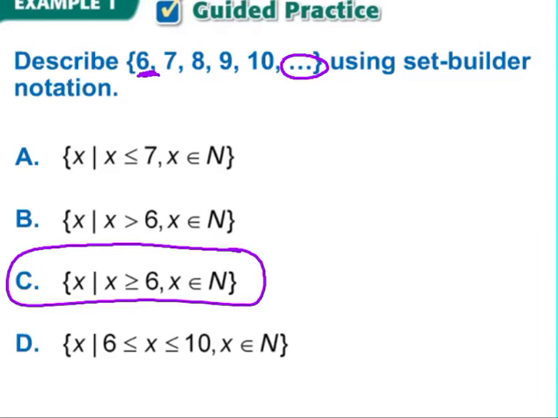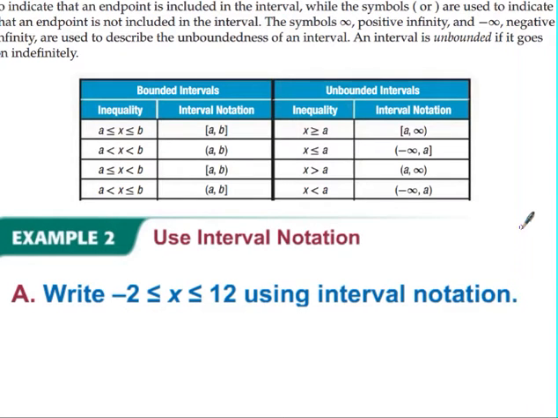Okay, so let's go ahead and look at the next thing we're going to talk about, and that's interval notation. You can follow along in your book. You don't need to necessarily write down too much in notes on this. You're going to like this. It's short, it's sweet, and to the point. Interval notation is another way, other than set builder notation, to write intervals.